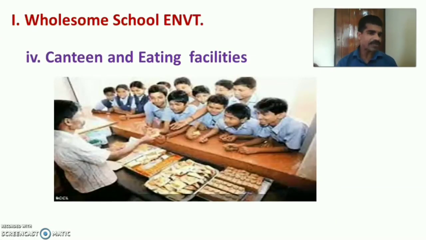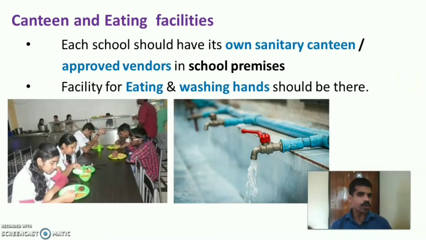The fourth main activity or health service under wholesome school environment is canteen and eating facilities in the school. Each school should have its own sanitary canteen or approved vendors in school premises. There should be facility for eating and washing hands in the canteen.